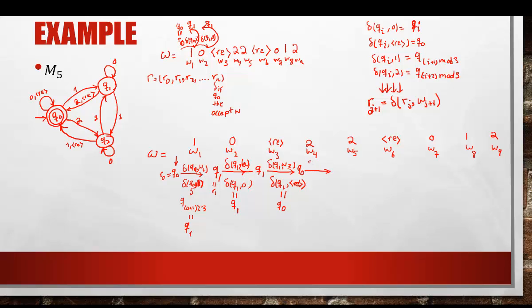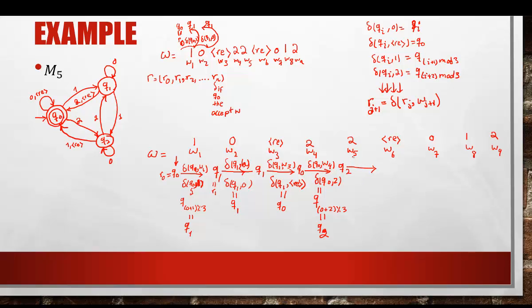From here, we're going to calculate the delta of Q sub 0 and W4, which is delta of Q sub 0, comma, 2. Delta of Q sub I, comma, 2 is Q sub (I plus 2) mod 3. So this is Q sub 0 plus 2 mod 3, which is equal to Q sub 2. So we go to Q sub 2.